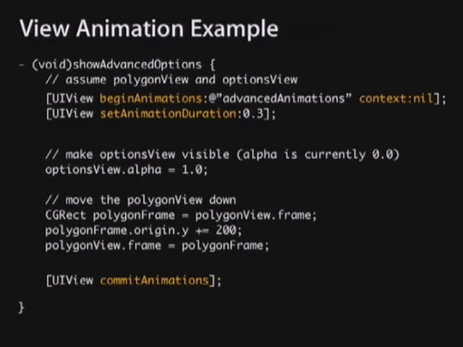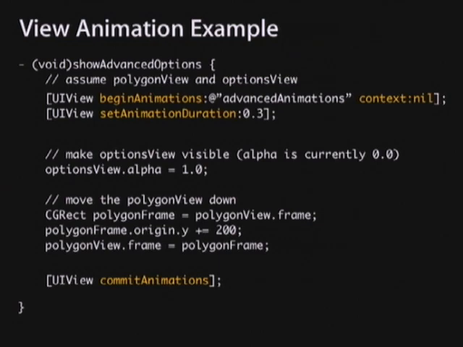So here's an example. In this example, I'm going to change the opacity, the alpha of the view, and I'm going to change the frame of the view. So what I do is I start the animation, and begin animation actually takes a string, so you can identify it later if you want to. You don't need to do that. You can pass in nil if you want to. You set the animation duration. By default, I believe it's a half second or a second. It has some default amount of time. But you can set it to be whatever you want.